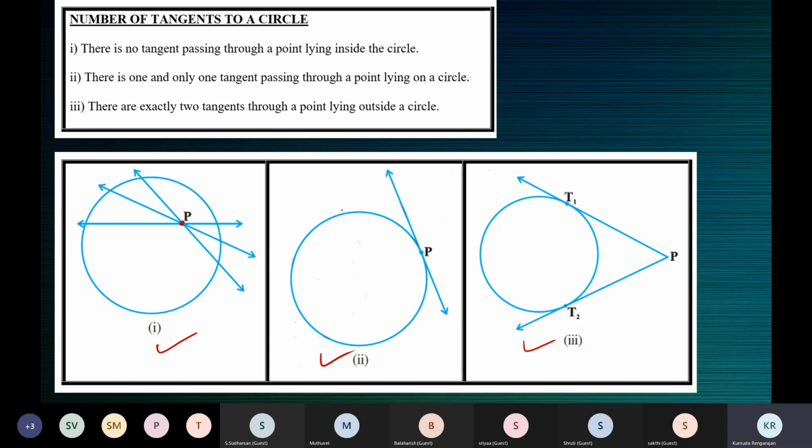So here we have taken a point P inside the circle and we try to draw many lines passing through P. You will see that all these lines can be secants to the circle, but not tangents, because all the lines will intersect the circle at two distinct points. Secant.